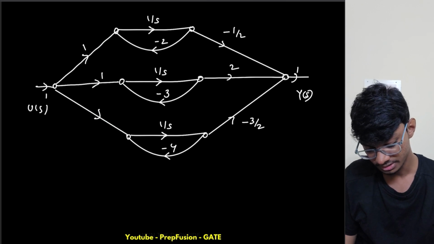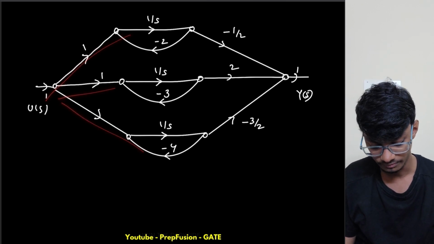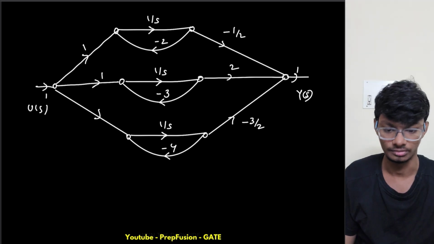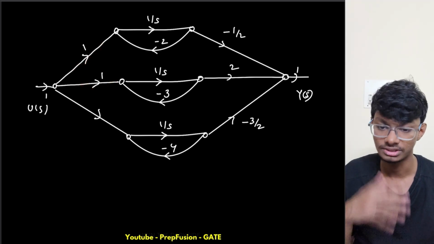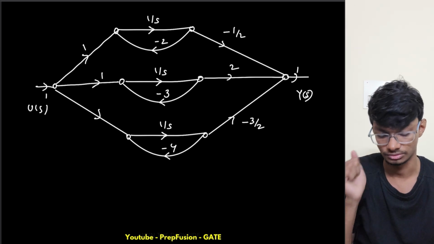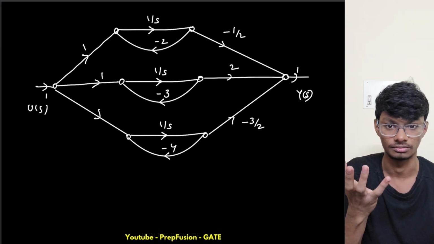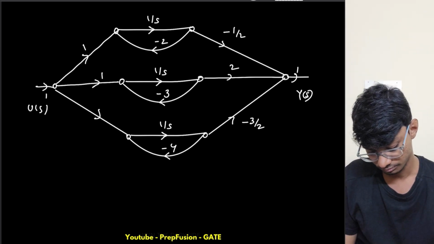From here also I can see that the input is available to all of them. So this will be controllable. If even one of them wasn't available, then this wouldn't have been controllable. So from here itself I can say this is controllable, right?